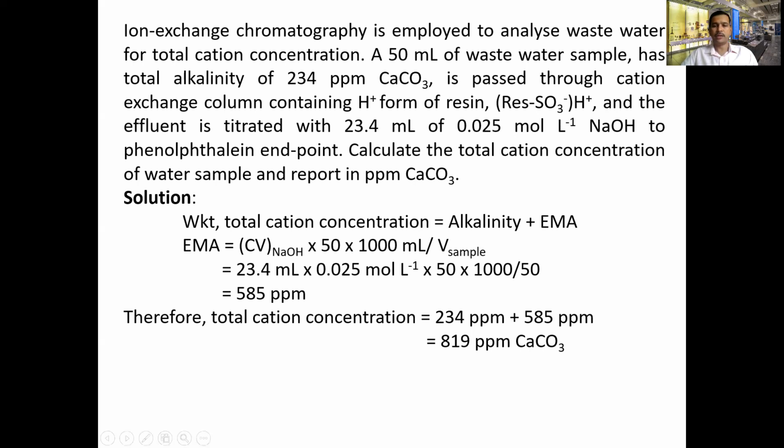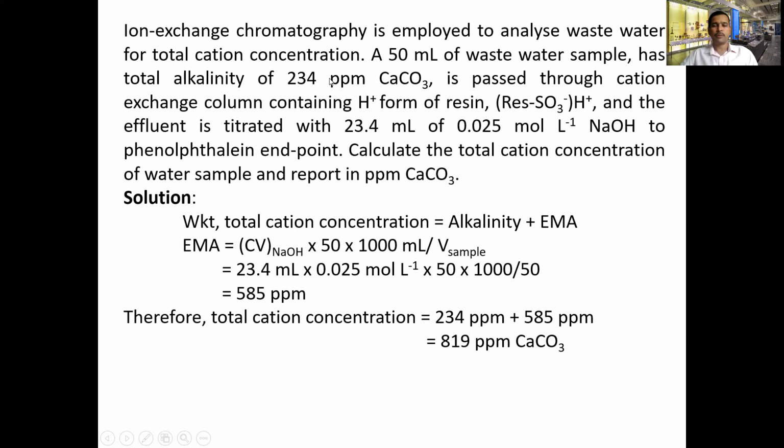How will the acidity be calculated? If you multiply the volume of NaOH consumed and the concentration of NaOH with 50, that is the equivalent mass of calcium carbonate, you will get the acidity of the wastewater. That is nothing but equivalent mineral acidity. And alkalinity they have given directly, you need not calculate. The alkalinity of water is 234 ppm.